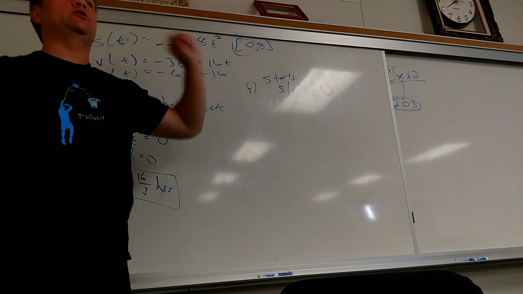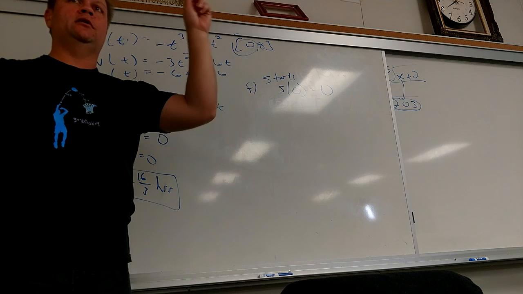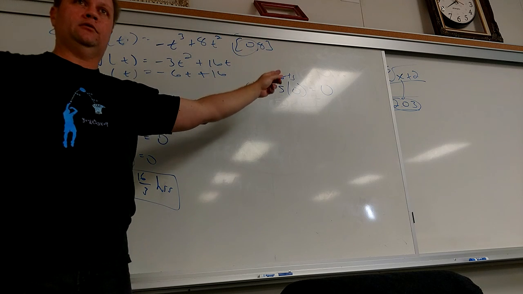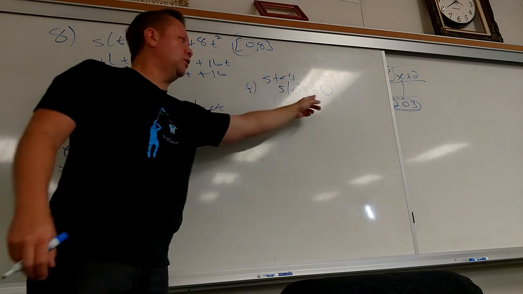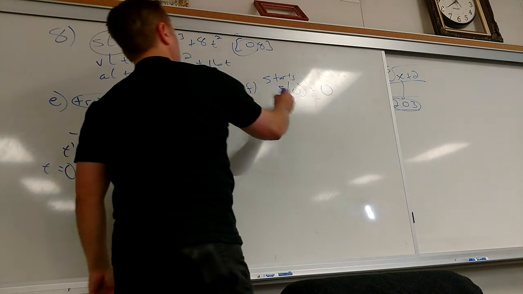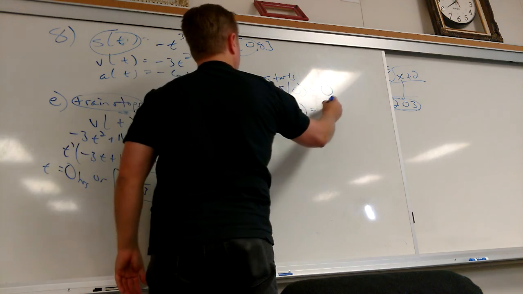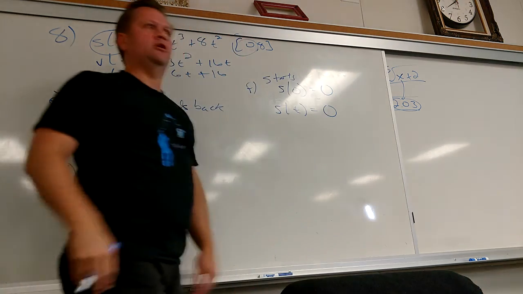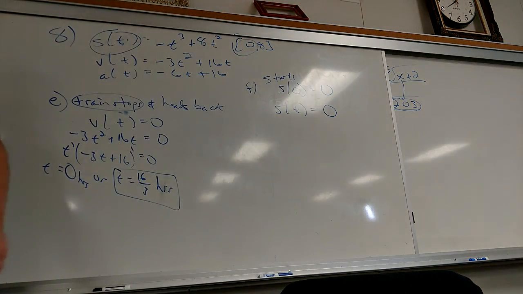What's going to tell me it gets back to where it started? The position will be 0 again. So I need to take this and set it equal to 0. See, where else is that bad boy 0? When is it back?